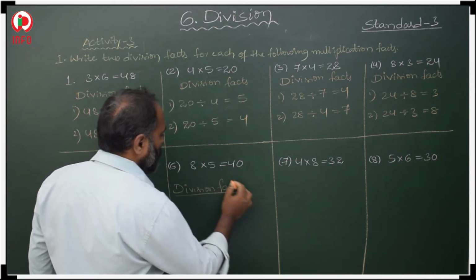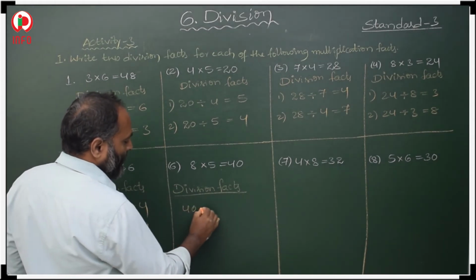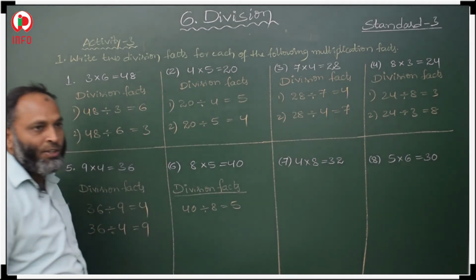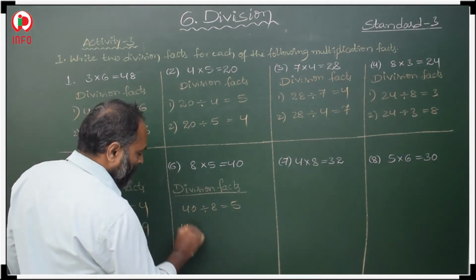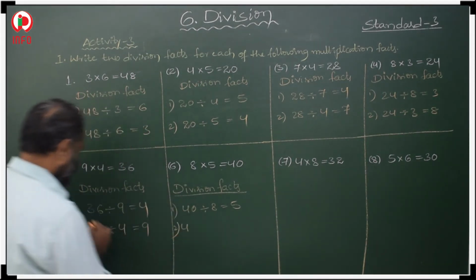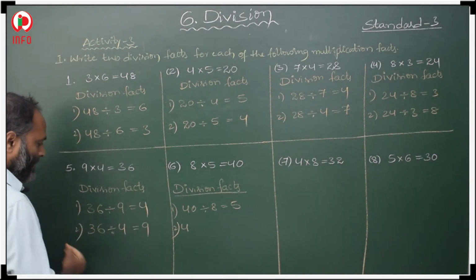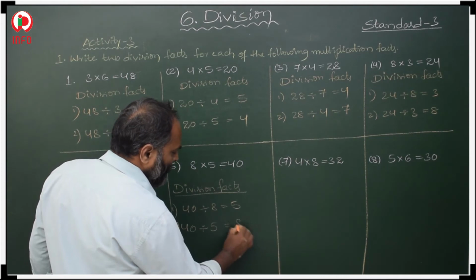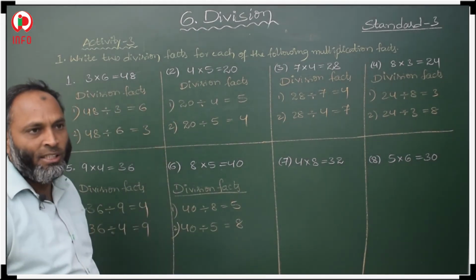Division facts: if the product is divided by the first factor, the second factor is your quotient. Then, if the product is divided by the second factor, the first factor is your quotient.